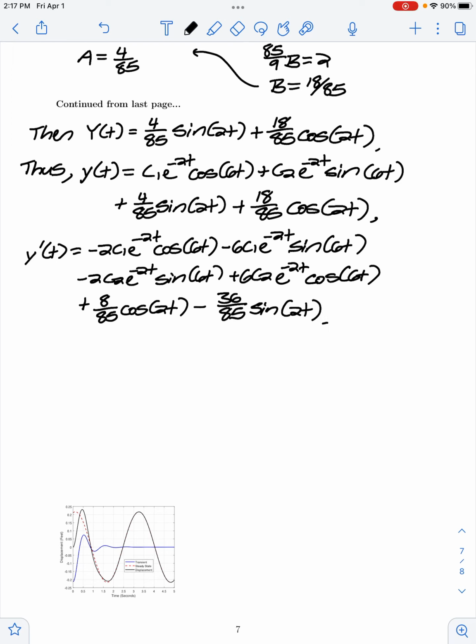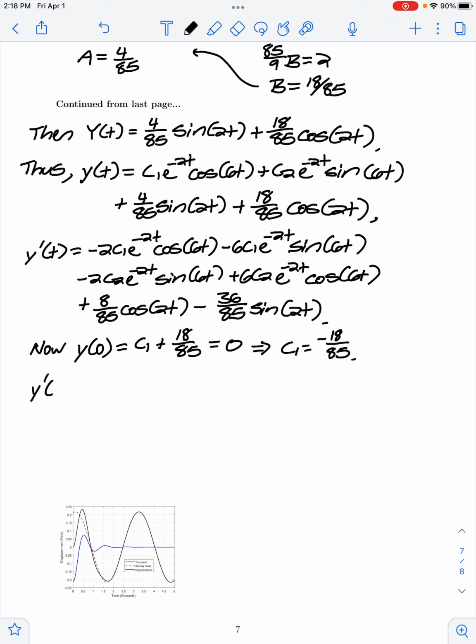So let's apply our initial conditions. If we substitute 0 into the general solution, we are left with c1 plus 18 over 85, which had to be 0 since our mass was set in motion from its equilibrium. And this gives us c1 is equal to negative 18 over 85.